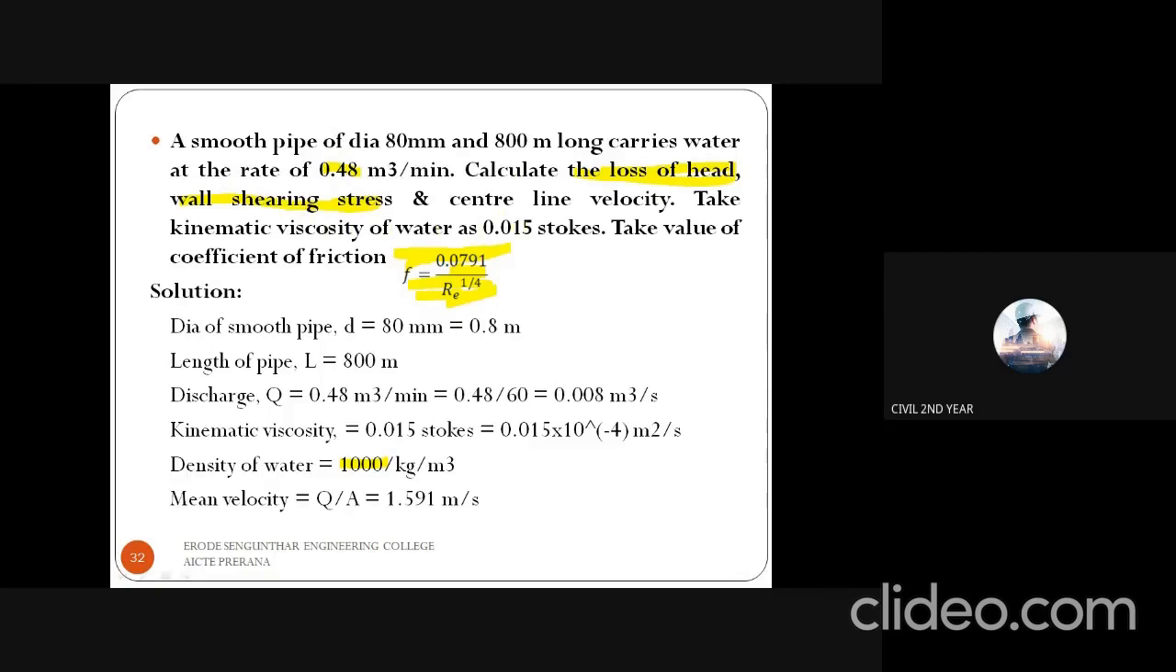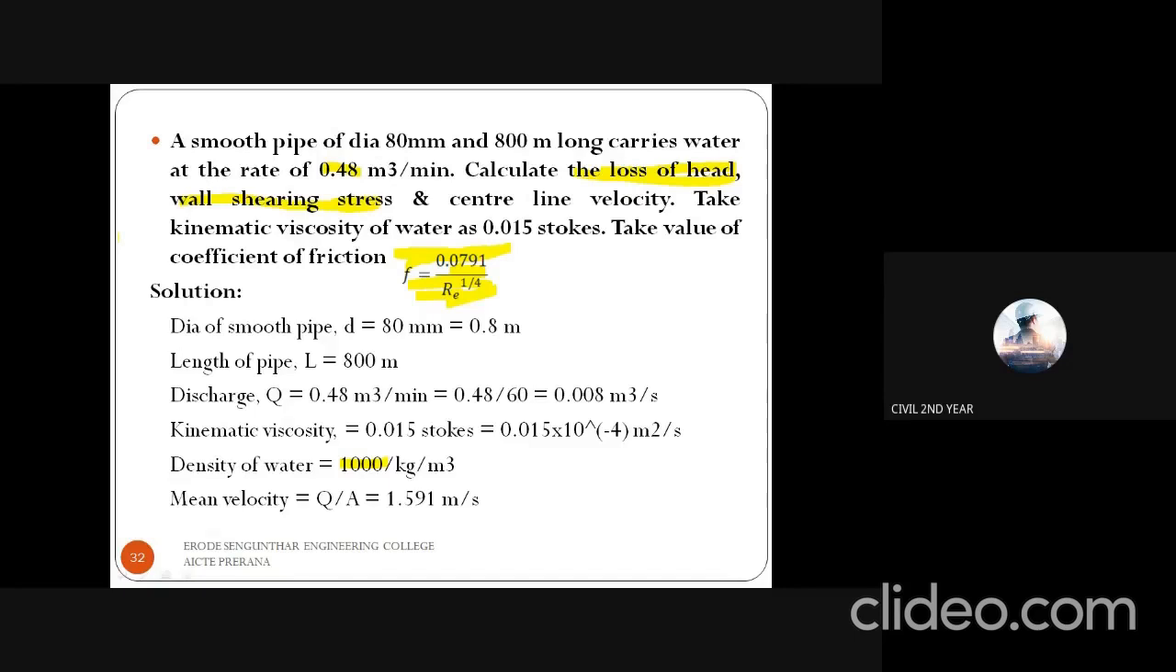f is equal to 0.0791 divided by Reynolds number Re power 1 by 4. So diameter of the smooth pipe is 80 mm. Length of the pipe L is 800 mm. Discharge Q is equal to 0.008 meter cube per second. Kinematic viscosity is 0.015 stokes, so converting in terms of meter, 0.015 into 10 power minus 4. Density of the water 1000 kg per meter cube.